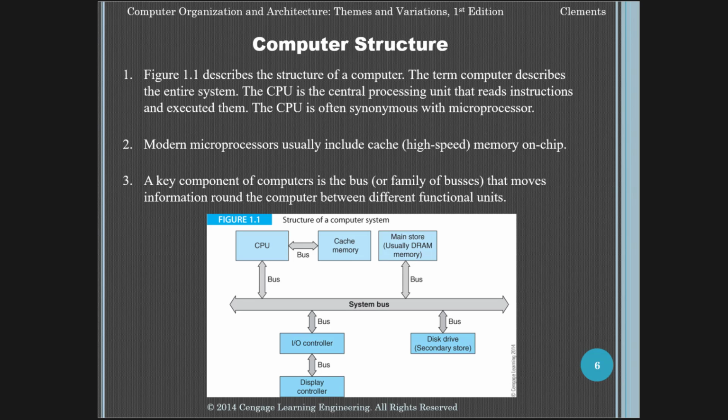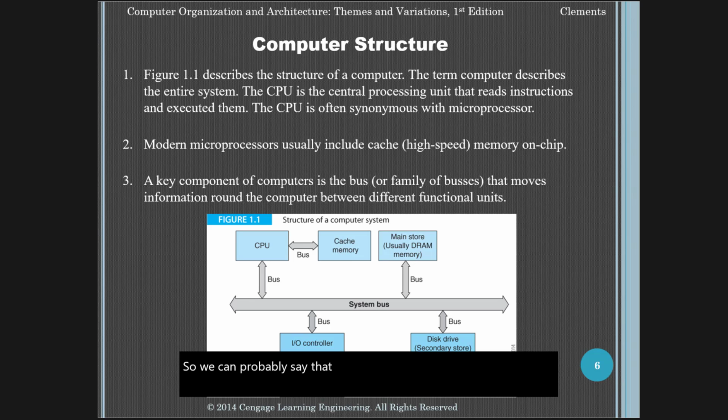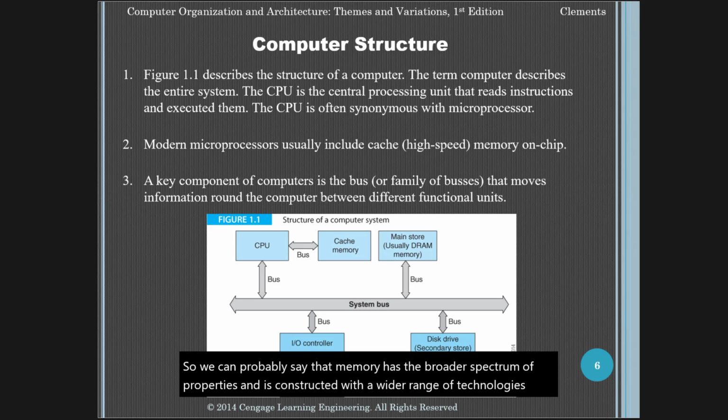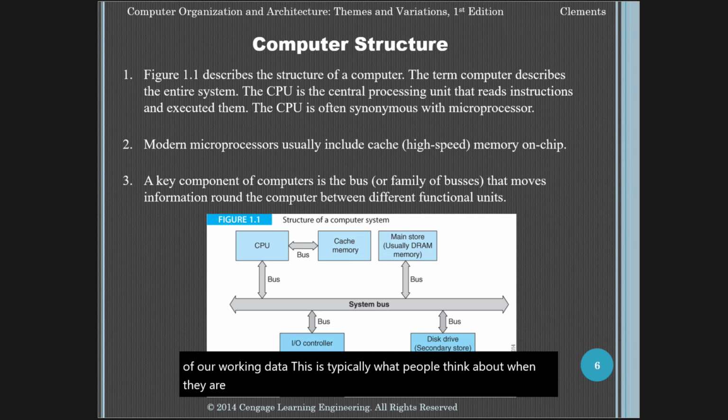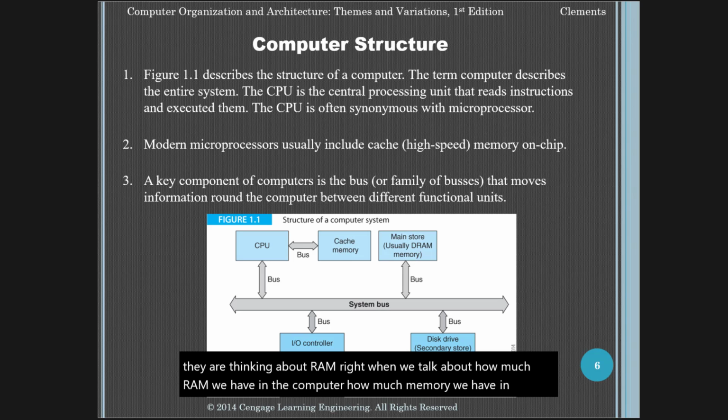So we can probably say that memory has the broader spectrum of properties and is constructed with a wider range of technologies than any other component that goes into the computer. So just a brief overview so that we all understand. Our main memory stores the bulk of our working data. This is typically what people think about when they are thinking about RAM, right? When we talk about how much RAM we have in the computer, how much memory we have in the computer, we're talking about the main memory.